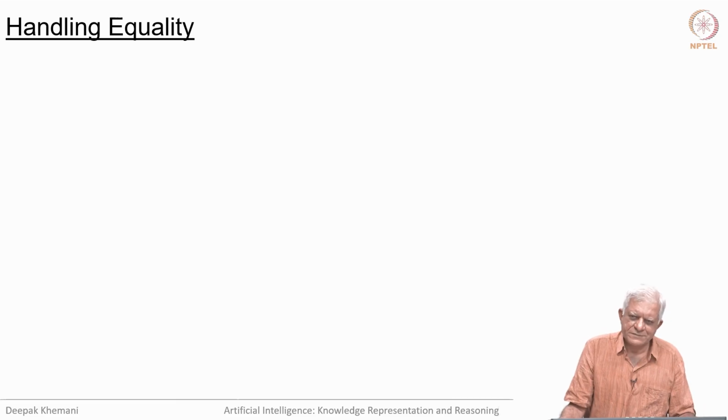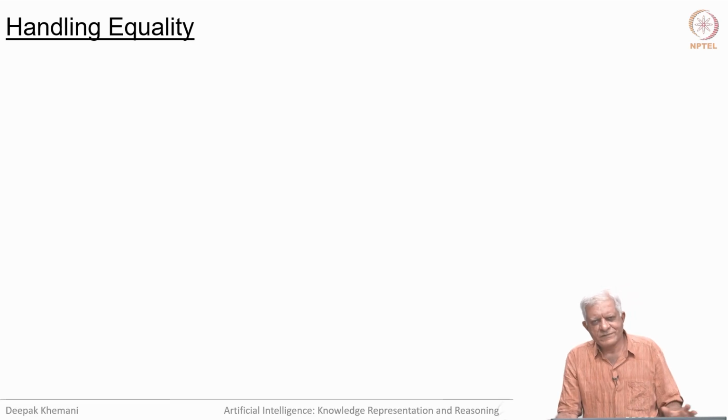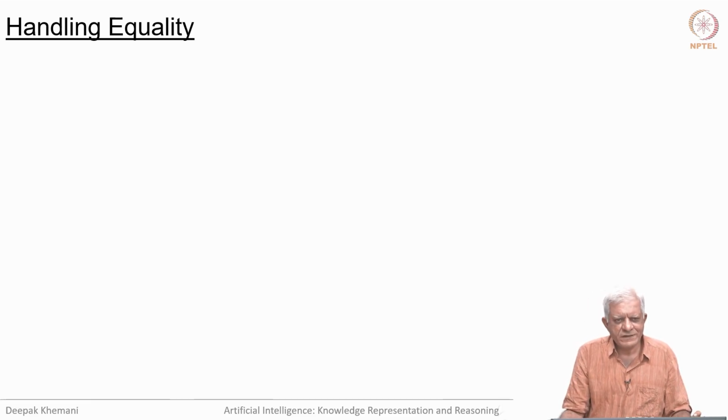We will take a break and we will come back and talk about equality. When we started with talking about first order logic, we said that there is a special symbol, a special predicate called equality, and if we use that, then it is called first order logic with equality. So, in the next video or in the next class, we will see how to handle equality, as to what else do we need if we are using this predicate.